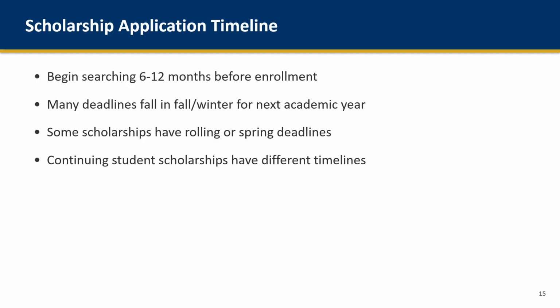Scholarship applications follow their own timeline distinct from graduate school admissions. Begin searching 6 to 12 months before your intended enrollment. Some scholarship deadlines fall even earlier. Early searching ensures you don't miss opportunities with early deadlines.